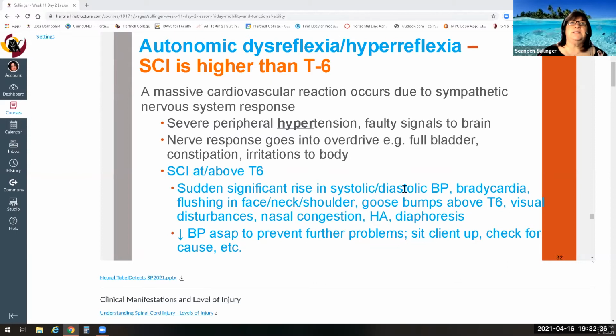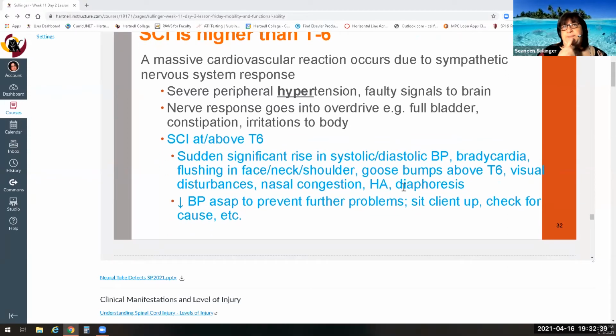And so what you're going to see, and if you have patients that have had the spinal cord injury for a while, they know it's coming. It's kind of almost like an aura. They know it's coming. And you get a quick, significant rise in the systolic and diastolic blood pressure. You can get a drop in the heart rate. They'll start to flush, like their face, neck, and shoulders will start to flush. They might get goosebumps on the top half. A lot of times headache is the big one that we hear. Nasal congestion is another one.